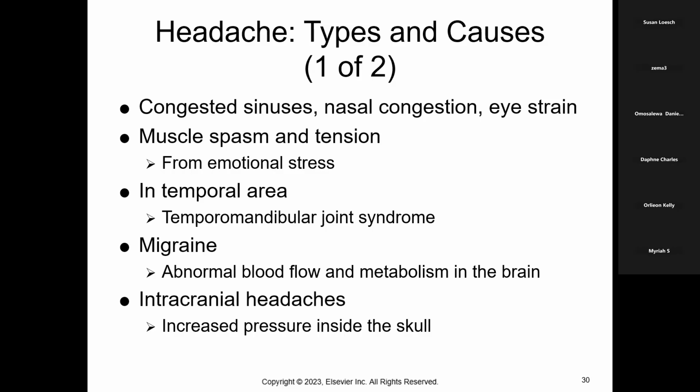And then migraines. Okay. These are related to abnormal changes in the blood flow and metabolism in the brain. These headaches are going to be throbbing, severe, and incapacitating. And then intracranial usually comes from some kind of increased pressure in the skull. This could be like a tumor that takes up the space there, or the meninges being inflamed or damaged.